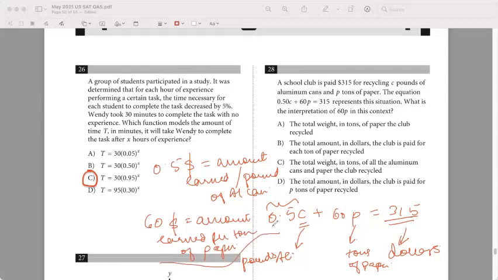So now that we know that 0.5C is the total amount earned from aluminum and 60P is the total amount earned from paper, I know it's not A and C because it's about the amount that is earned. B says the total amount the club is paid for each ton of paper recycled. No, each ton of paper recycled is 60, not 60P. We have been asked 60P, the total amount the club is paid for P tons of paper recycled. So the right answer is option D.